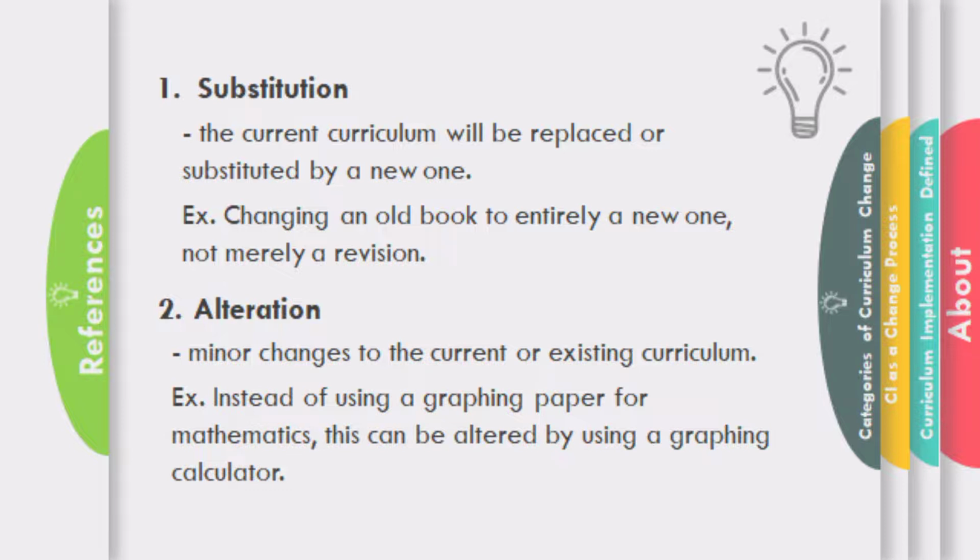So number 2, alteration. So minor changes to the current or existing curriculum. So alteration is something that you are making an alternative solution or ideas over something, and you are going to change a minor thing about the current one. It is somewhat called a revision or a little amendment to a particular subject. So, example, instead of using a graphing paper for mathematics, this can be altered by using a graphing calculator.